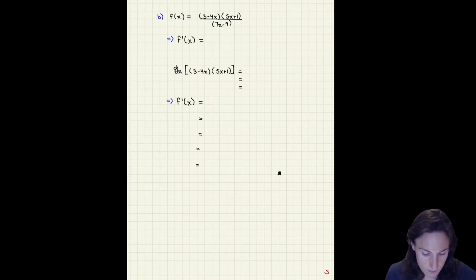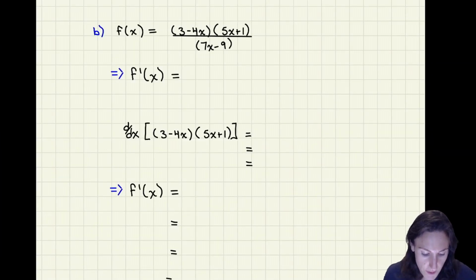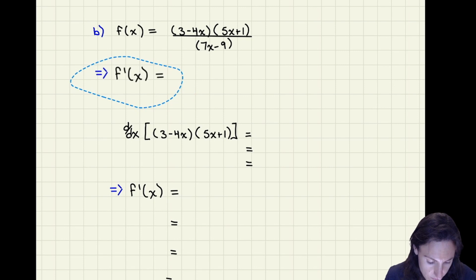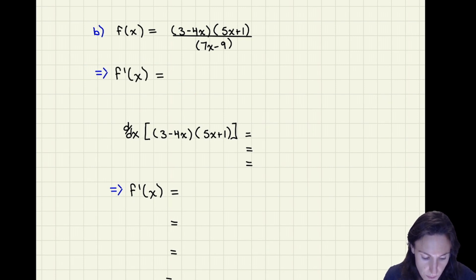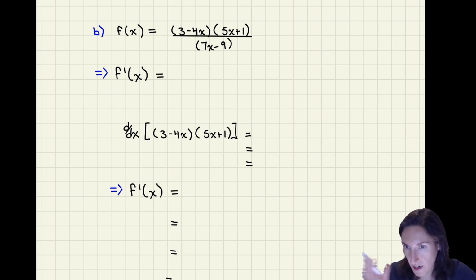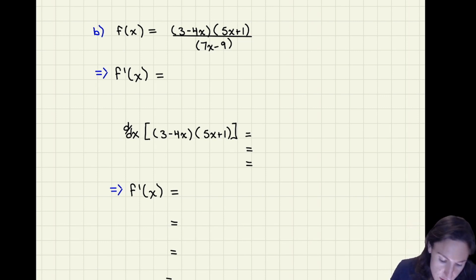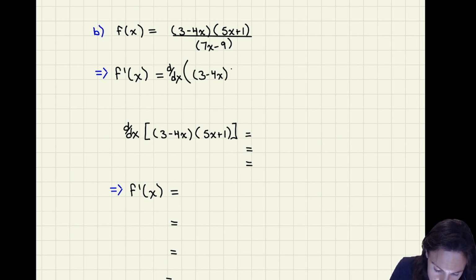Okay, now let's do this one. So this one we have to be careful because when we take the derivative of the top, we're actually doing the product rule in addition to the quotient rule. So let's first write out our equation and then we'll break it up step by step. Okay, so we're going to do the derivative of the top. So d dx of, now big brackets, because I have 3 minus 4x times 5x plus 1.